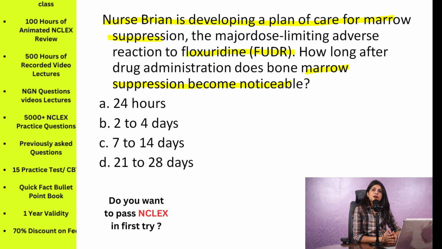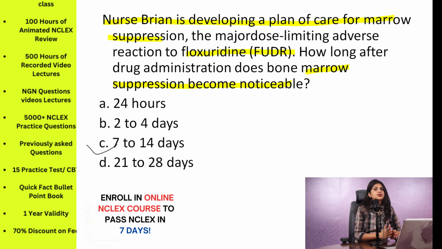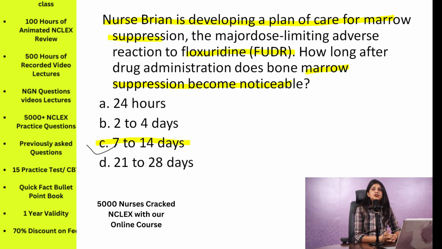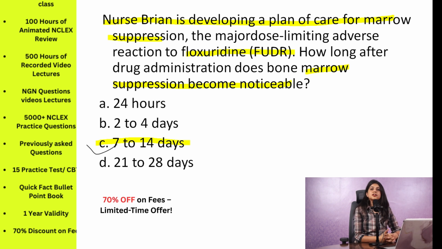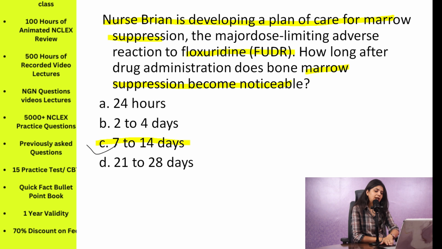Rationale: bone marrow suppression typically appears 7 to 14 days after administration due to the delayed depletion of bone marrow stem cells. It does not usually present within 24 hours or 2 to 4 days. The suppression is evident before 21 to 28 days. Now, let's see how you'd handle this next challenge.